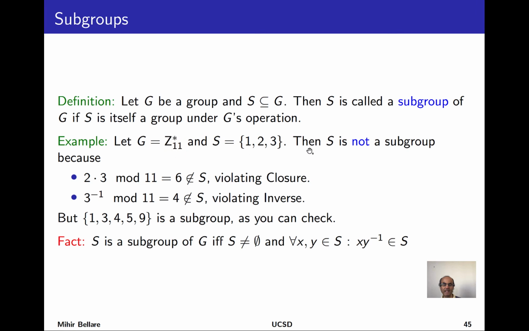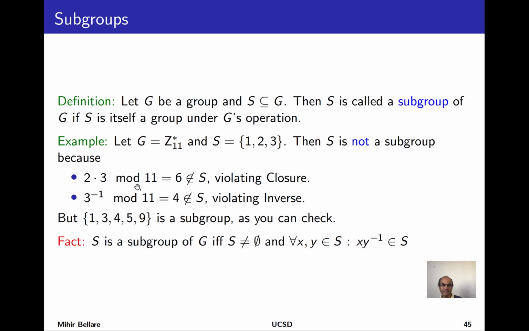And is it a subgroup? Well, you see immediately it's not. Why is that? It fails, for example, closure. Take 2 times 3, it's 6 mod 11. But 6 is not in the set. And for S to be a subgroup, it would need to be in the set.